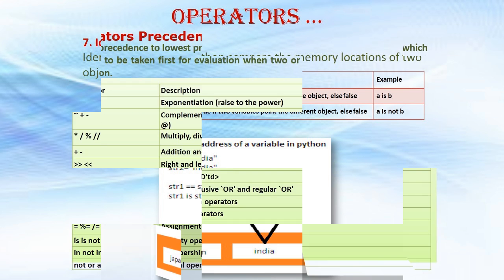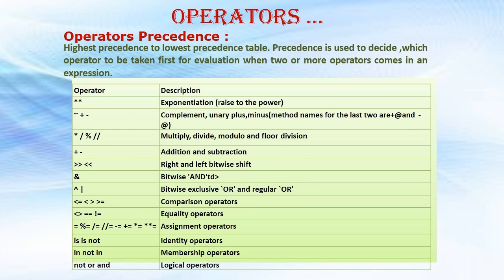Now str1 is str2, which is again true. Okay, so now it is operator precedence. Precedence means the order from highest precedence to lowest precedence, and the table is given on the slide. Precedence is used to decide which operator is to be taken first for evaluation when two or more operators come in an expression. It is just like BODMAS. When we solve a mathematical expression with multiple operators, we follow BODMAS. Similarly, this table from top to bottom is from high to low precedence.